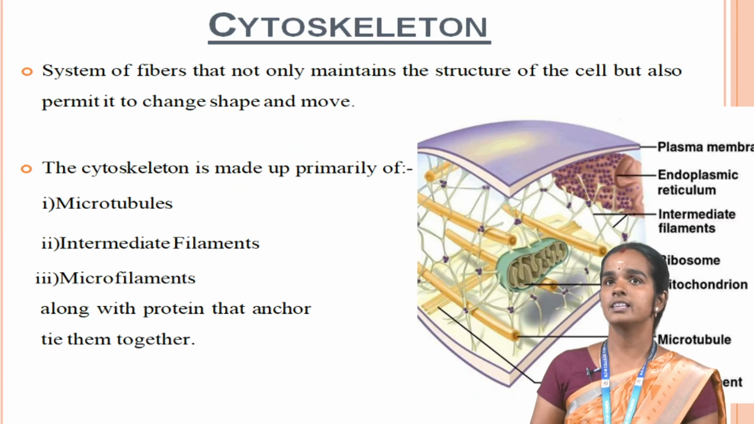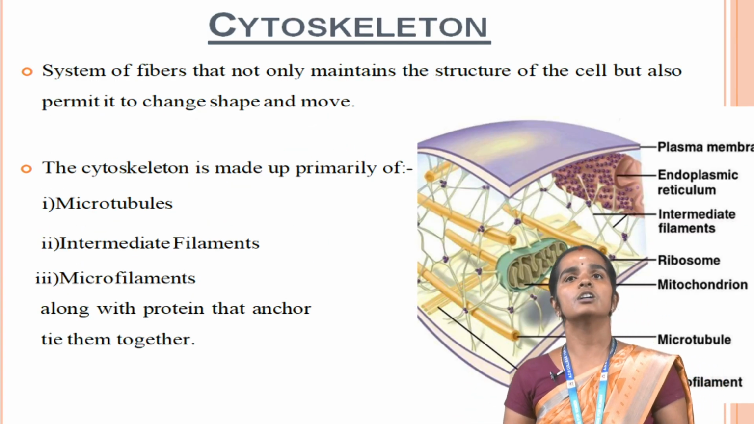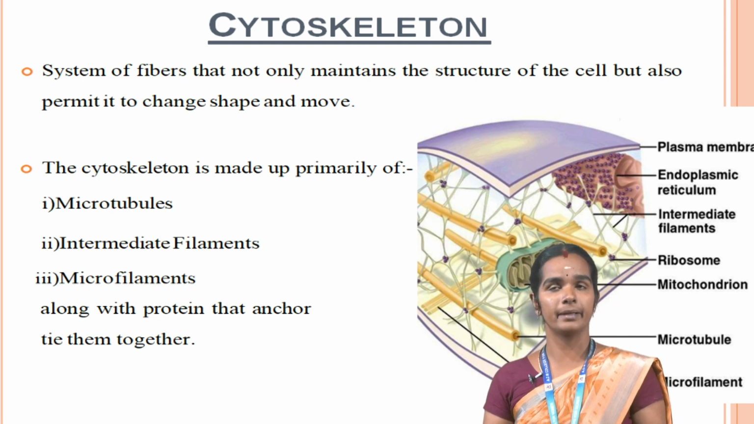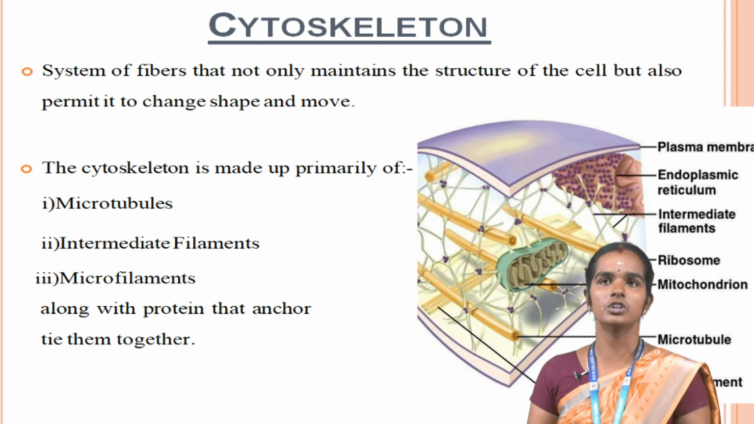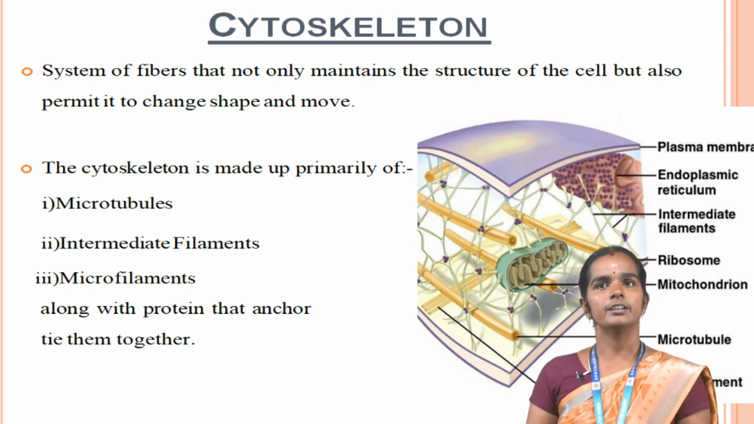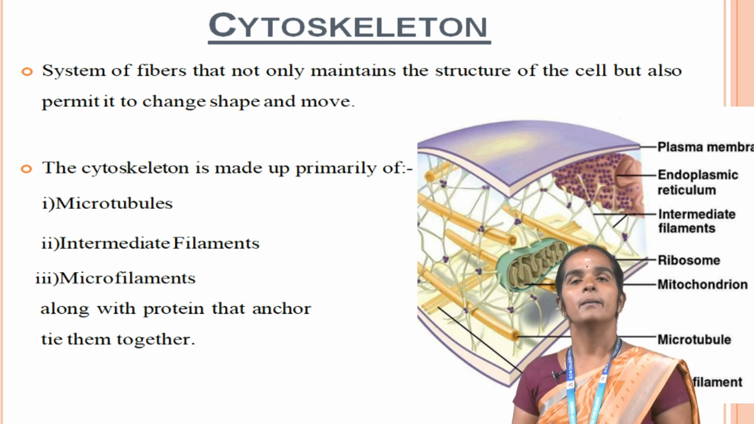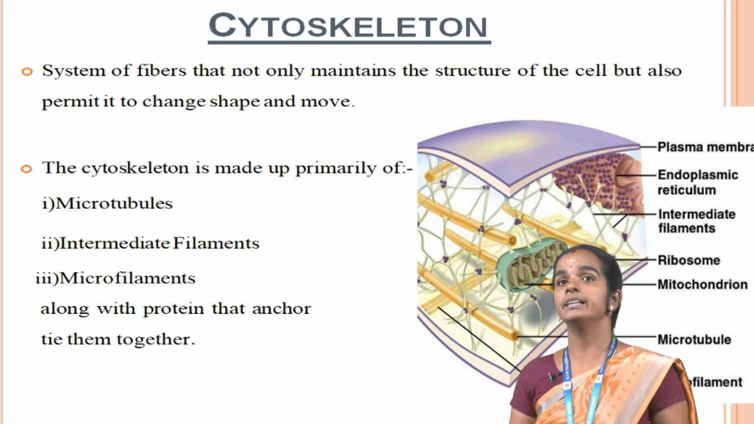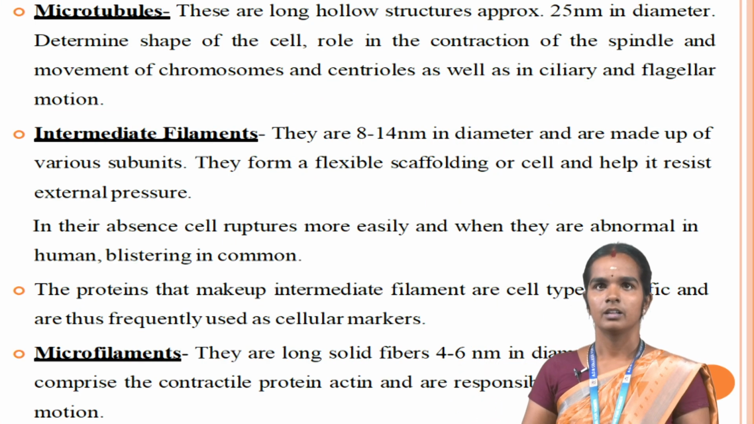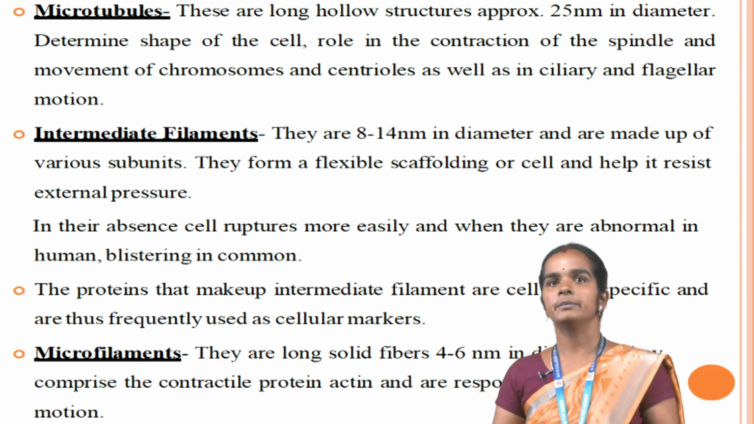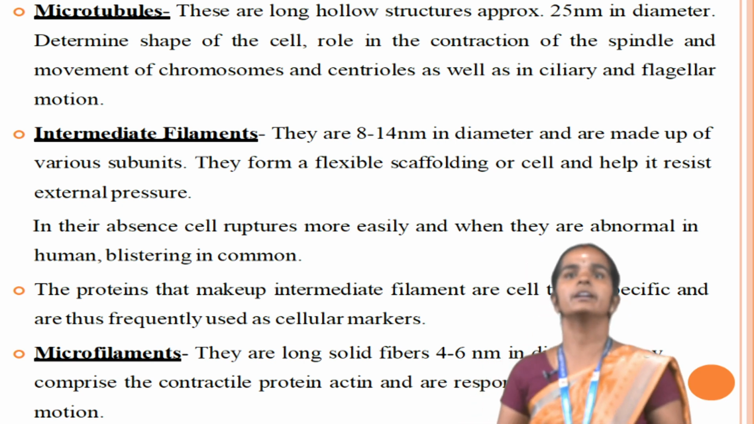Okay, this is the cytoskeleton. Systems of fibers that not only maintain the structure of the cell but also permit it to change shape and move. The cytoskeleton is made up primarily of microtubules, intermediate filaments, microfilaments, along with the proteins that anchor and tie them together. Microtubules, intermediate filaments, microfilaments.